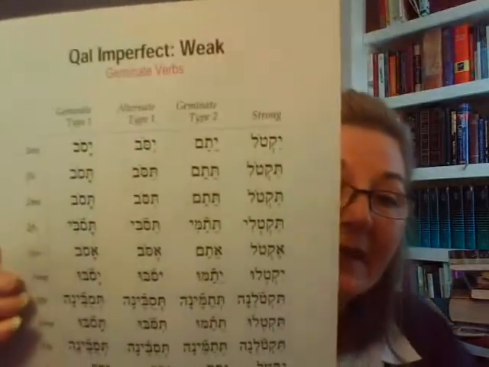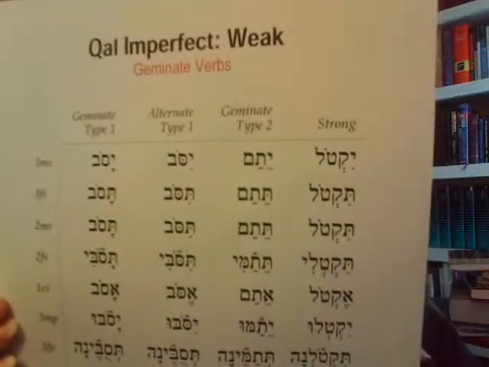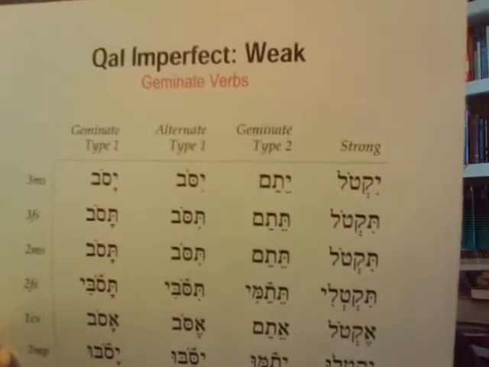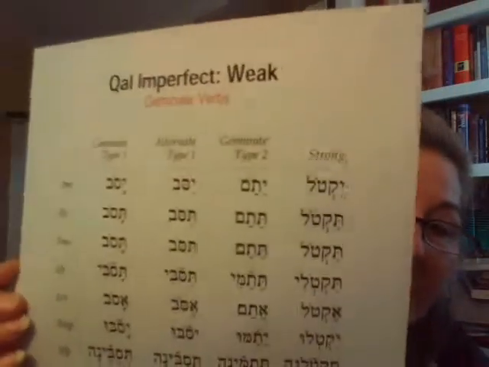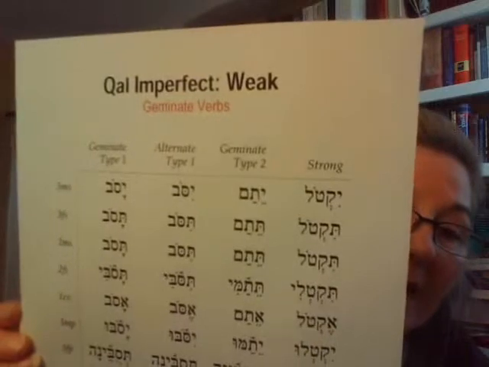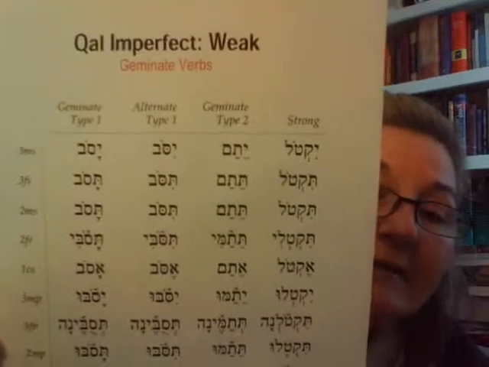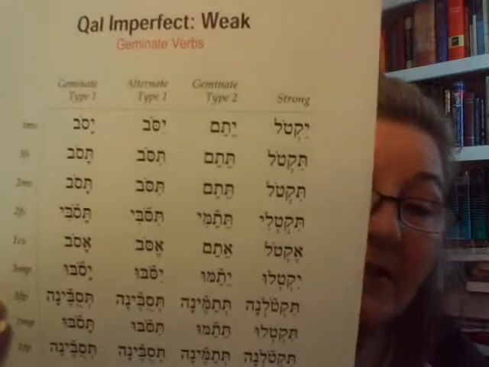The geminates are probably some of the least complicated verbs that we deal with. Well, that's relatively speaking. Anyway, the alternate and type 2, we're not going to spend a lot of time looking at those because they just don't occur that frequently, so you're not going to see them often enough to merit us going into great detail at this point.